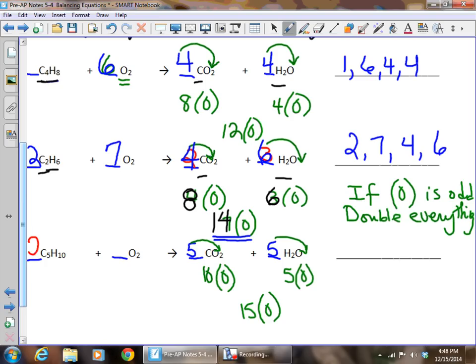I'm going to change this to a 2. I'm going to multiply 5 by 2 and change that to a 10. Multiply this 5, change to a 10. Multiply this to a 20, this to 10, and this to 30. And this is what I've got to match now. If I've got 30 oxygens on the right, to get 30 oxygens on the left, I'm going to need a 15 in front of this oxygen to do that. So that ends up giving me a coefficient list of 2, 15, 10, and 10.